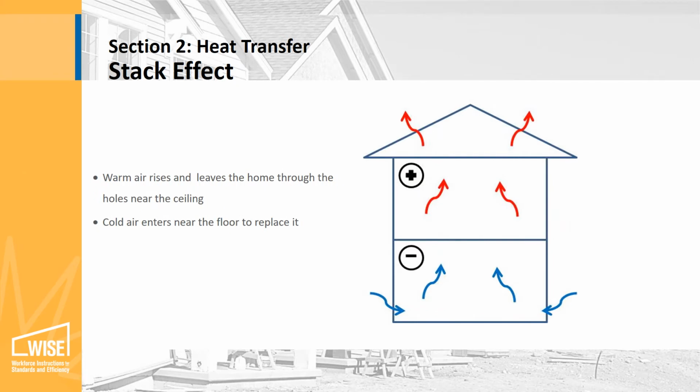Stack effect is caused by convection and air exchange working together. Warm air in the home will rise to the ceiling, creating a positive pressure, allowing it to pass through the holes and escape to the outside. This loss of warm air at the ceiling creates a negative pressure at the ground floor, which draws in cold air from the outside. A continuous air barrier will greatly reduce this process.